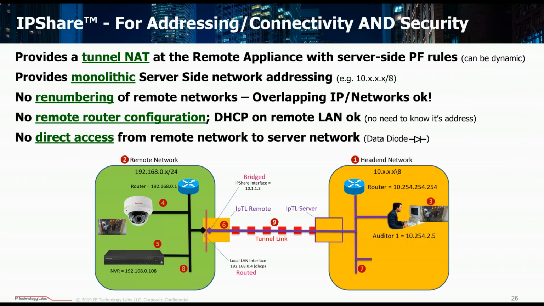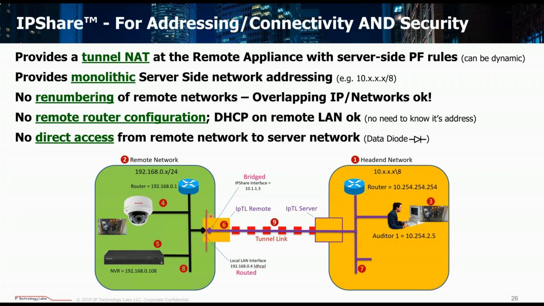Now that the tunnel and connection is secure, let's talk about how we protect the head-end network. We have an exclusive feature called IP share, which will block all upstream network activity until triggered by the head-end network. So here we have a list of features that IP share will do. Basically, it gives you a bridged connection all the way to the IPTL appliance, which is here, and then isolates the remote network from your head-end network.